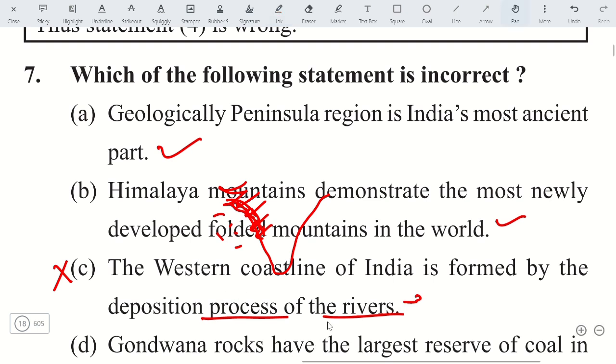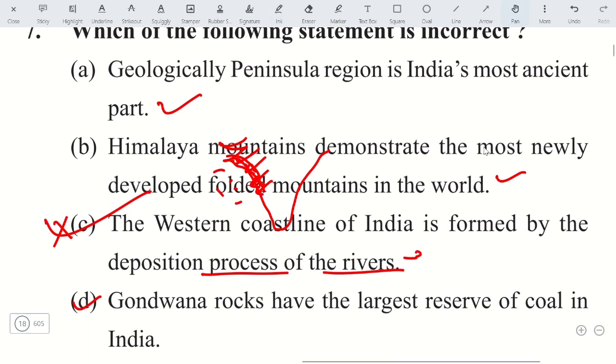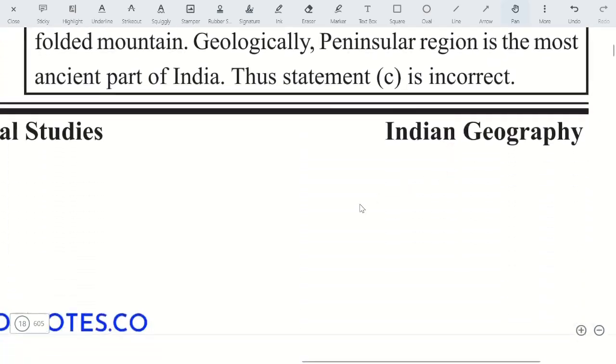What is the fourth statement? Gondwana rocks have the largest reserve of coal. Yeah, this is also correct. So we have to choose the incorrect option. Then C option will be correct actually. Let's move on to the next question.